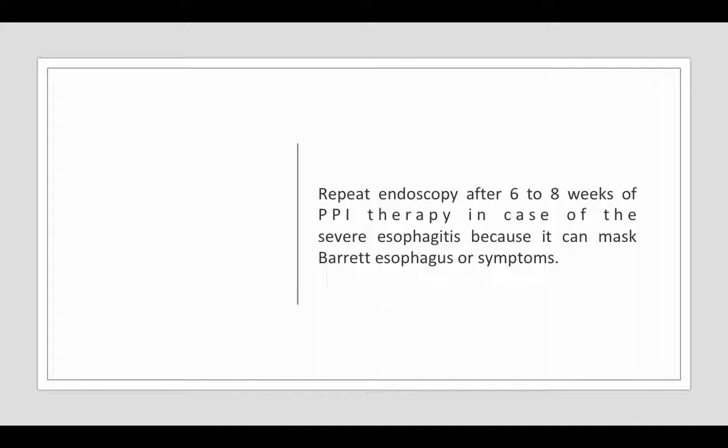Once the patient has severe esophagitis, there may be an underlying Barrett esophagus, but we can miss it at that time. So after giving the PPI, better to go for endoscopy again just to rule out Barrett esophagus, because previously, because of the severe esophagitis, it may have been masked. So approximately 8 weeks later, we repeat endoscopy to make sure there is nothing like Barrett esophagus.